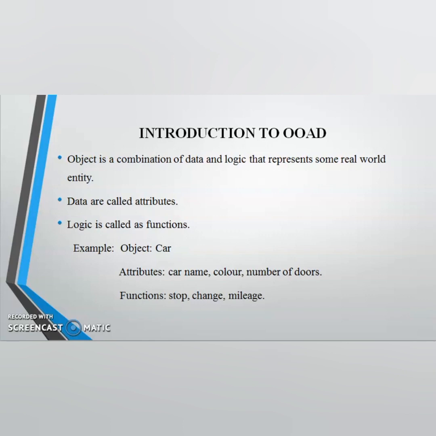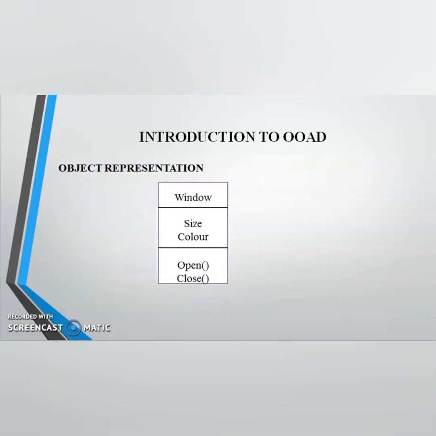Next, we see the example. Here we are considering the object as a car, and the attributes of the car are car name, color and number of doors. And the functions of the car are stop, change and mark. This is the representation for a window object. The attributes for the window object are size and color, and the operations performed on the window object are open and close.